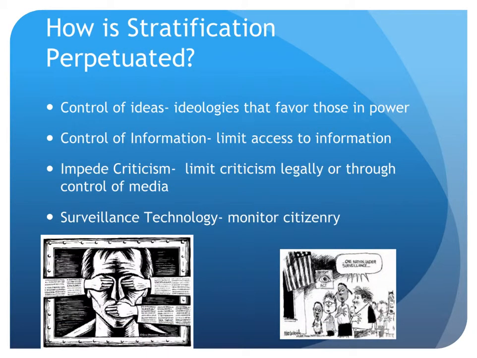Sociologists argue that stratification is perpetuated in a number of ways. First is the control of ideas. Ideologies tend to favor those in power. Second, the control of information. This is linked to the control of ideas. By limiting access to information, you're ultimately controlling which ideologies have the most purchase or traction. Third, limiting criticism. You could limit criticism legally or simply through control of the media. And lastly, the use of surveillance technology to monitor your citizenry.